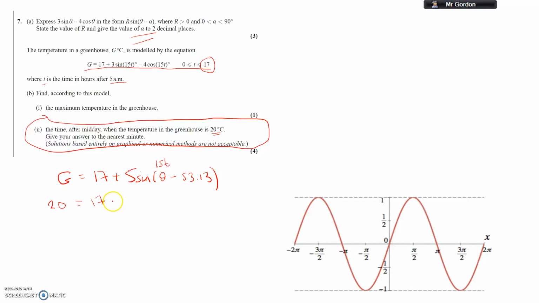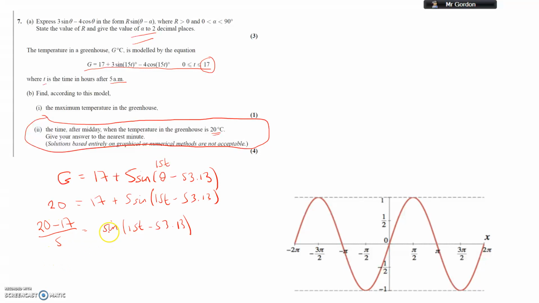I'll write out the complete correct formula now. So we've got 15t minus 53.13. And it's just a case of solving this equation. I'm going to be doing quite a few steps at once here. So let's take away the 17 from here, and let's divide through by 5. Then that will leave us with just sine of 15t minus 53.13. Okay, lovely. This is going to be 3 over 5.